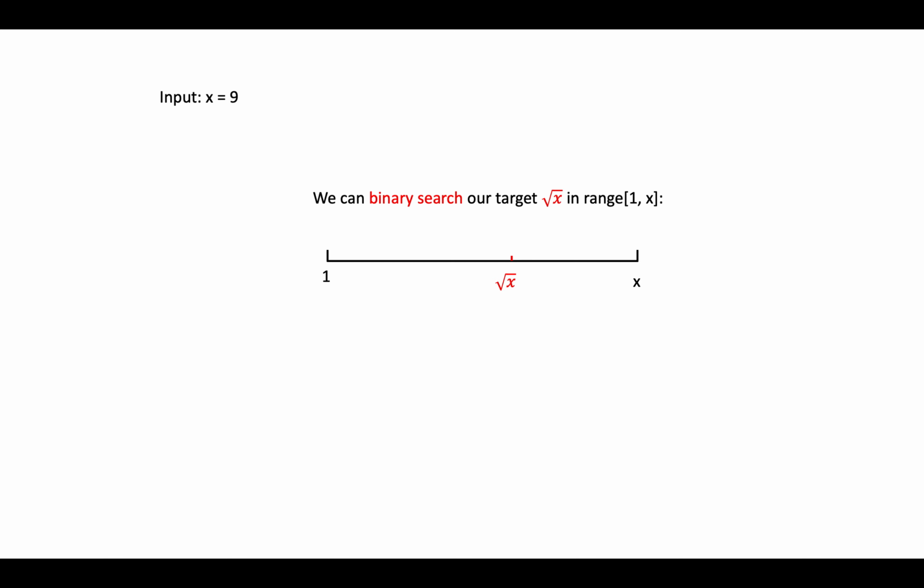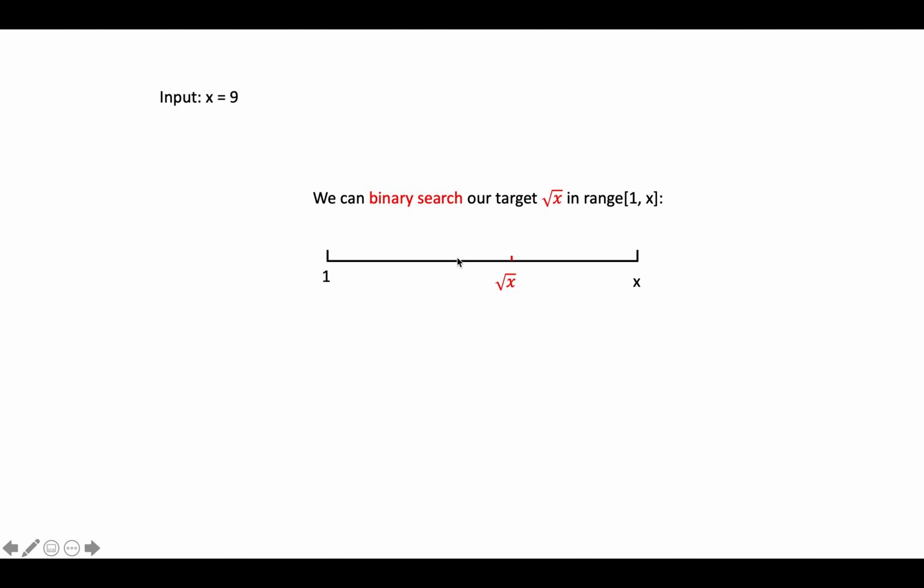An efficient way to solve this problem is to use a binary search. Our searching range is from 1 to x, and our searching target is the square root of x. Using the idea of binary search, we can first find the midpoint of this range. Suppose we have a midpoint here, and we can compare the midpoint with the square root of x.